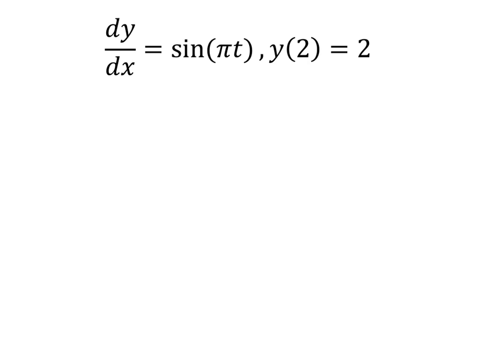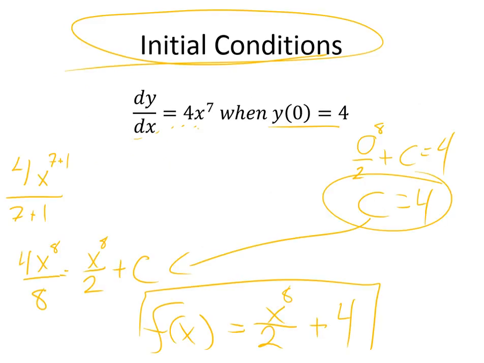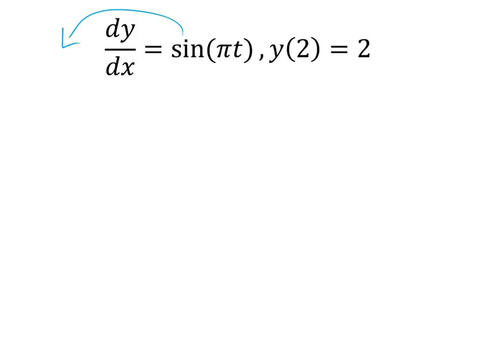Here we go. Now we've got another initial condition. When t is 2, y is 2, and our derivative here is sine of pi t. So we have to take the antiderivative, or the integral, of it. If you remember going back, the integral of sine gets you back to negative cosine plus c. So we're going to have negative cosine of whatever the inside is, pi t, plus c.